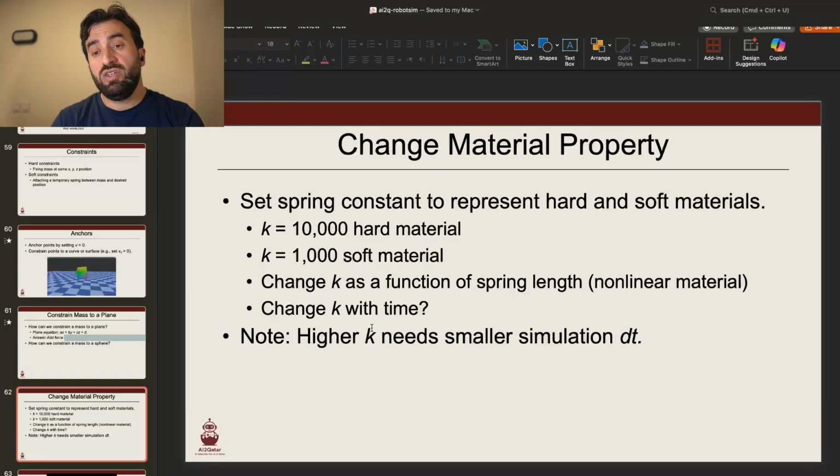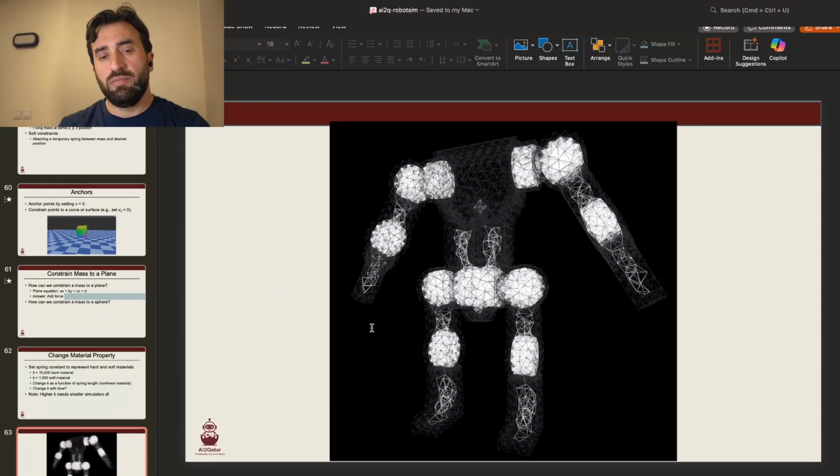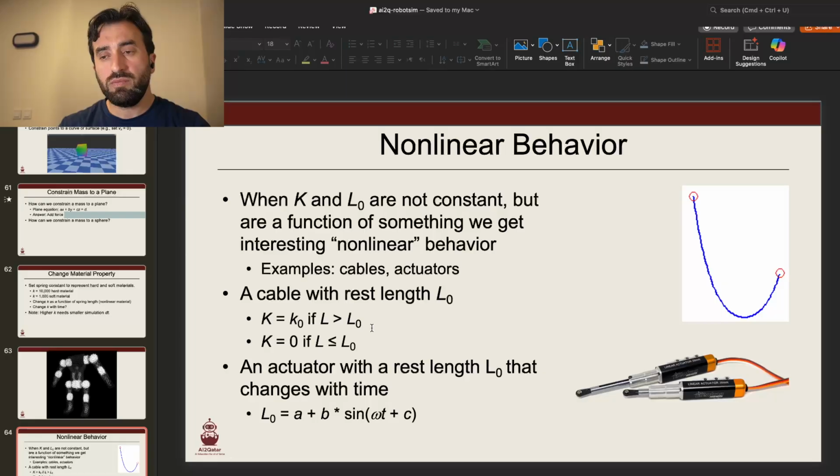If you have a higher K, you need a smaller simulation dt. The time step has to be smaller because at each time step the force is going to be higher, and the acceleration is going to be larger. So by making the dt smaller, you can capture the steps between each one of them.